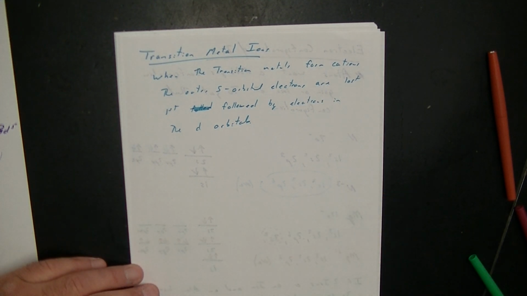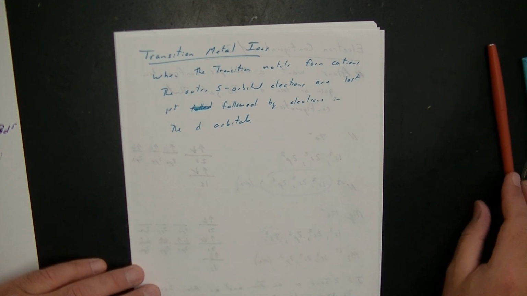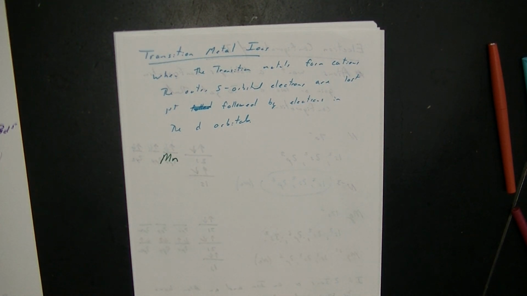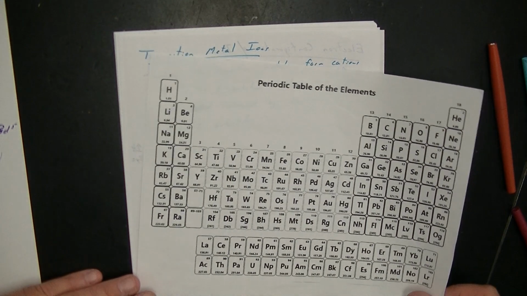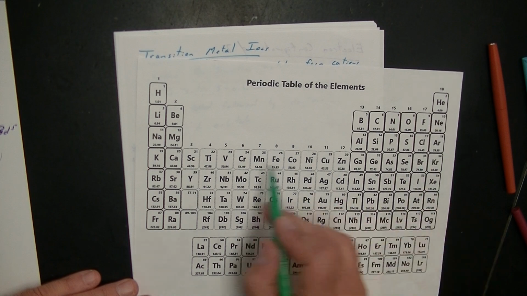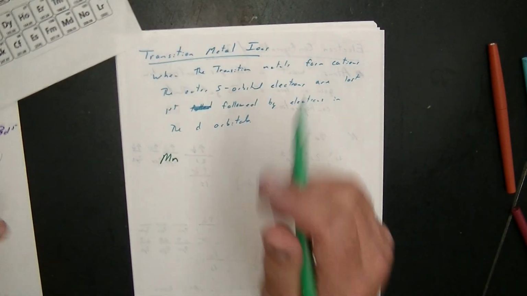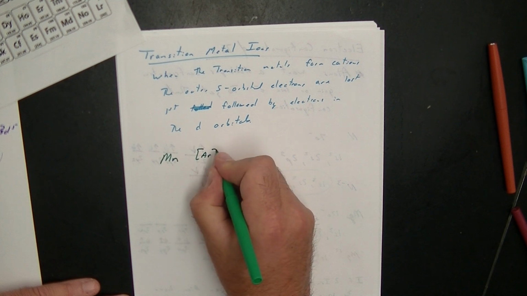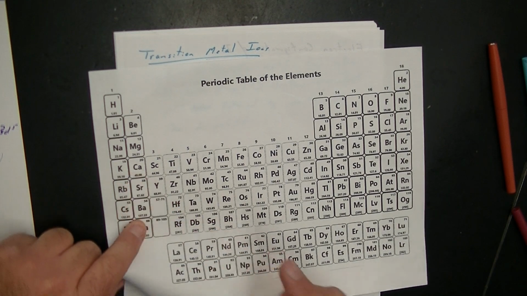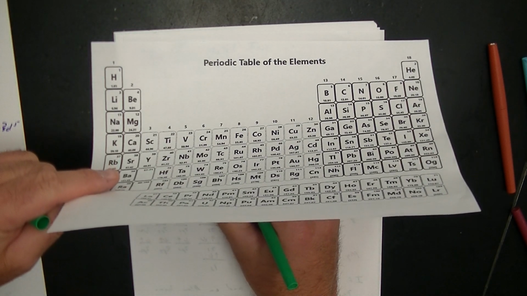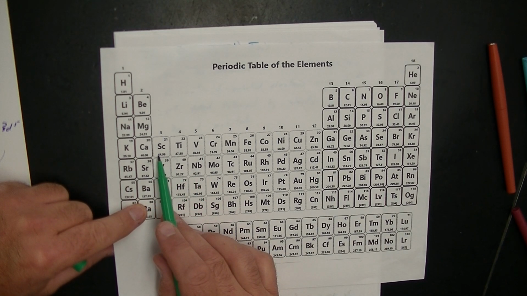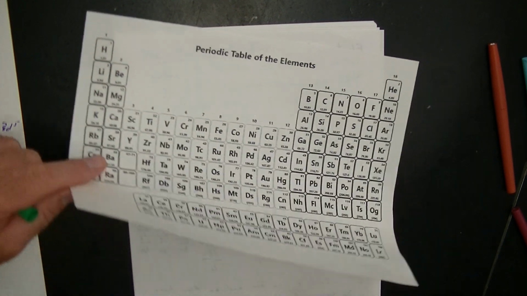So let's start with manganese. There it is right here. If we were to write its electron configuration, it would be argon. Remember, this is just shorthand. And then we would have 4s2, and then 3d5. 1, 2, 3, 4, 5.